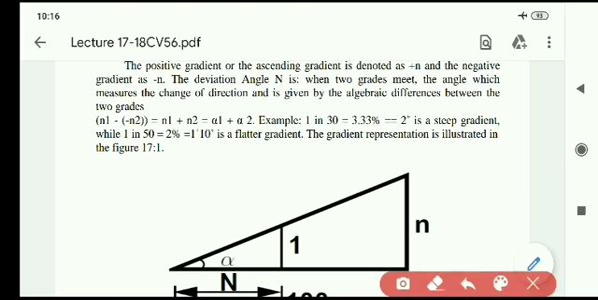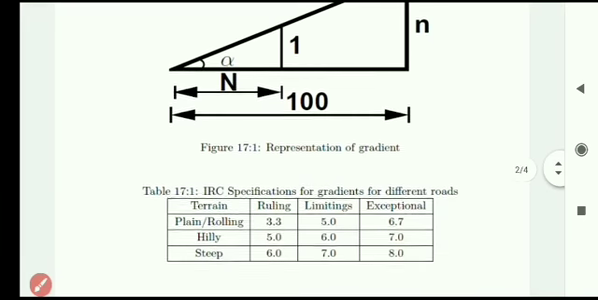Sometimes the grade values are represented in terms of percentage. So the grade value may be represented as 3.33 percent, or 2%, 40%, 50%, like that. If it is 2% or 3%, it is always known as a flatter gradient. It is given here, flatter gradient. Okay. So like this, the gradients are calculated.